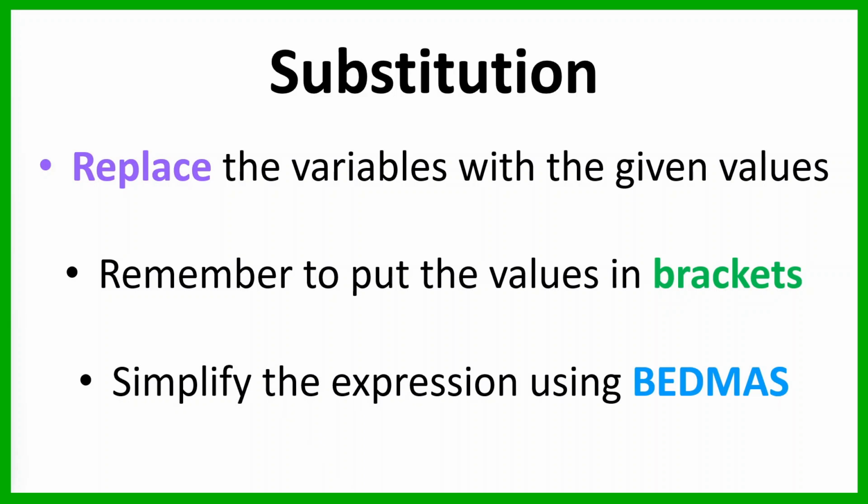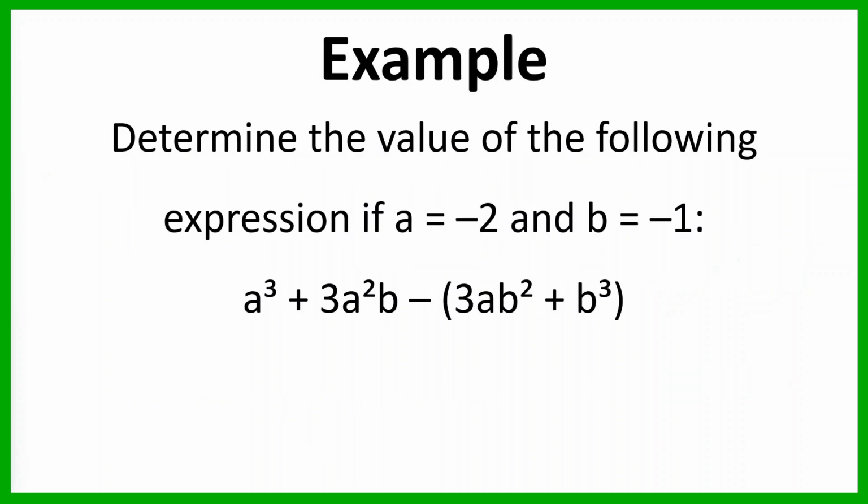Okay, so let's have a look at our first example for today. In this example, we have to determine the value of the following expression if a is -2 and b is -1. So in this expression, we've got a cubed plus 3a squared b minus 3ab squared plus b cubed in brackets. So let's have a look at how we would do that question.